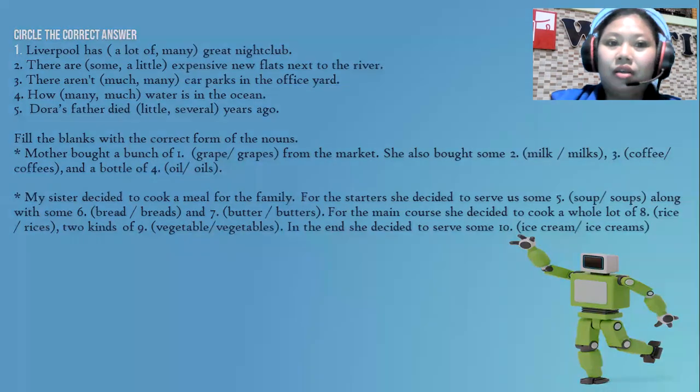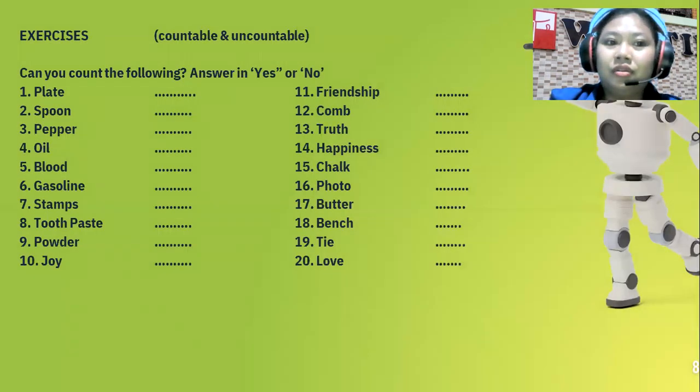How about spoon? Yes, of course you can count it. Pepper. This is a small particle, the pepper. You cannot count it, so no. I need you to figure out number 1 until 20, whether they are countable or uncountable. I'll check your answers during the Zoom, right?